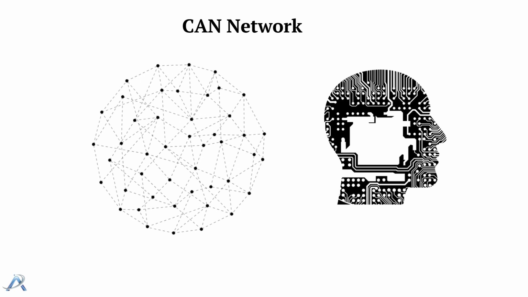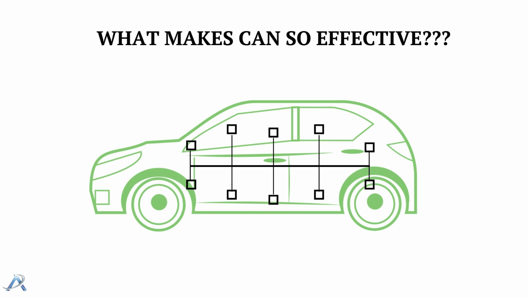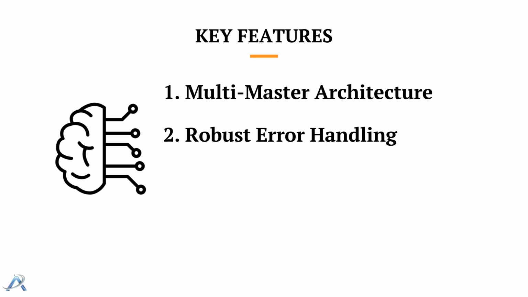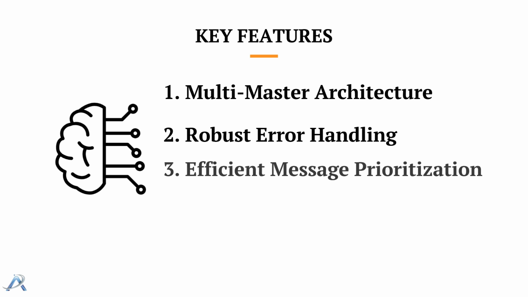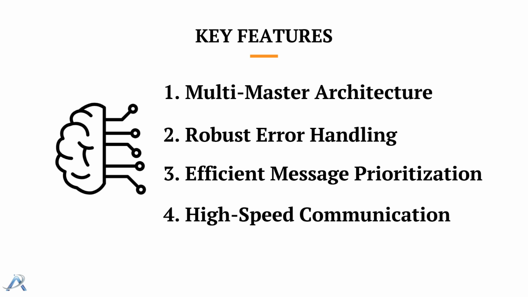Think of it as a universal language for your car's brain. What makes CAN so effective? Here are its key features. Multi-master architecture: any ECU can start communication. Robust error handling: fault detection and correction ensure reliability. Efficient message prioritization: critical data gets priority. High-speed communication: supports speeds up to 1 megabit per second.